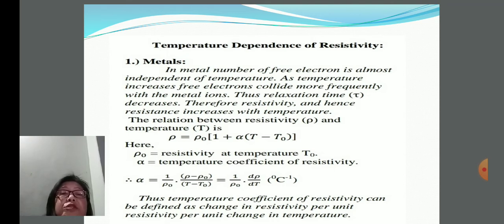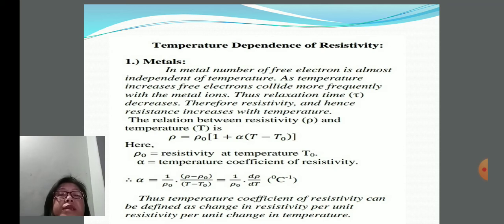The relation between resistivity rho and temperature T is given by rho is equal to rho naught times 1 plus alpha into T minus T naught. From where do we get this? We get it from the fact that the increase in resistivity is directly proportional to the original resistivity, and the increase in resistivity is directly proportional to the rise in temperature. Combining, we get this. In this equation, rho naught is the resistivity at temperature T naught, and a constant comes, which is alpha.